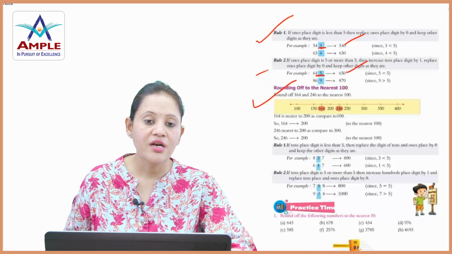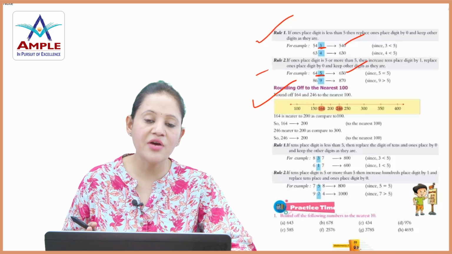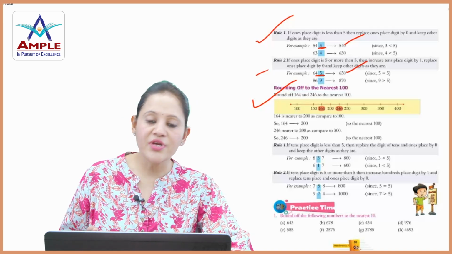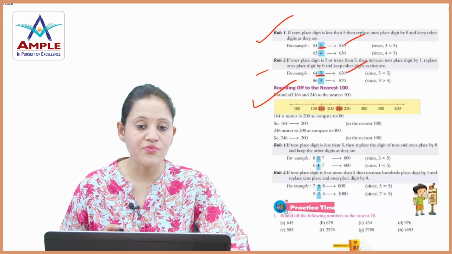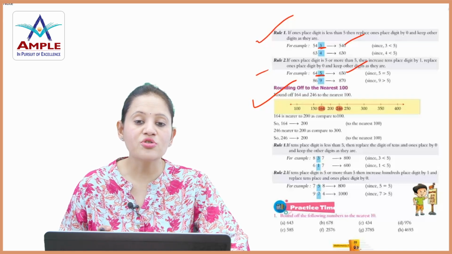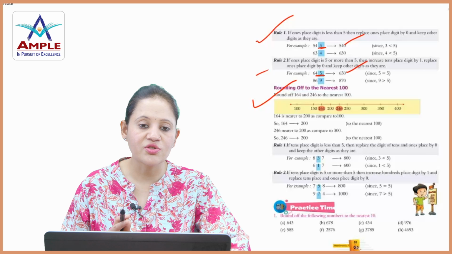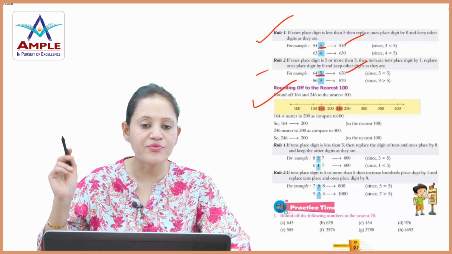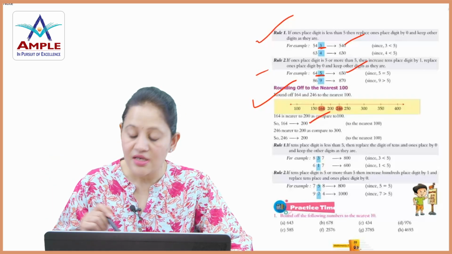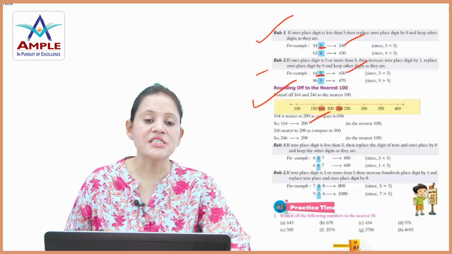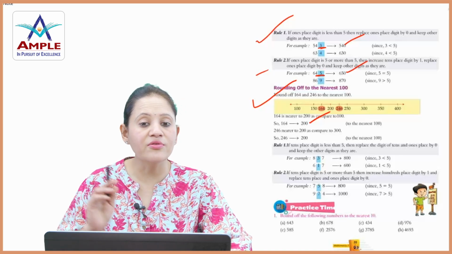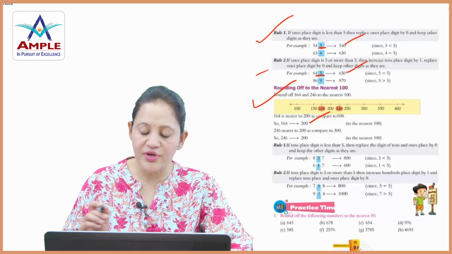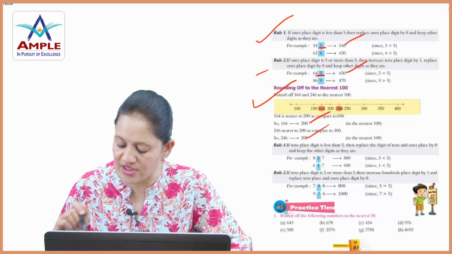164 and 246. We have to round off to the nearest 100. We can see by this number line that 164 is nearer to 200 compared to 100. So 164 will be rounded off to 200. Next is 246. 246 is nearer to 200 compared to 300. So 246 will be rounded off to 200.